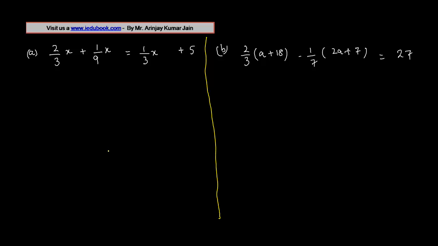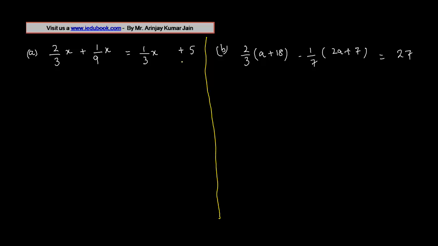Let us take some more problems on solving linear equations in one variable. Just like the normal variables that you have, even in cases where you have fractions, the principles remain the same. So we have 2 upon 3x plus 1 upon 9x is equal to 1 upon 3x plus 5.